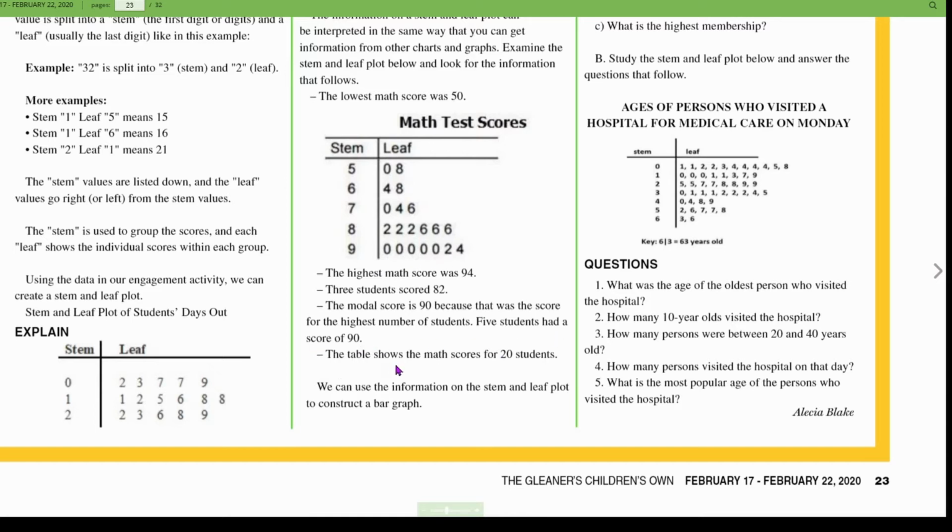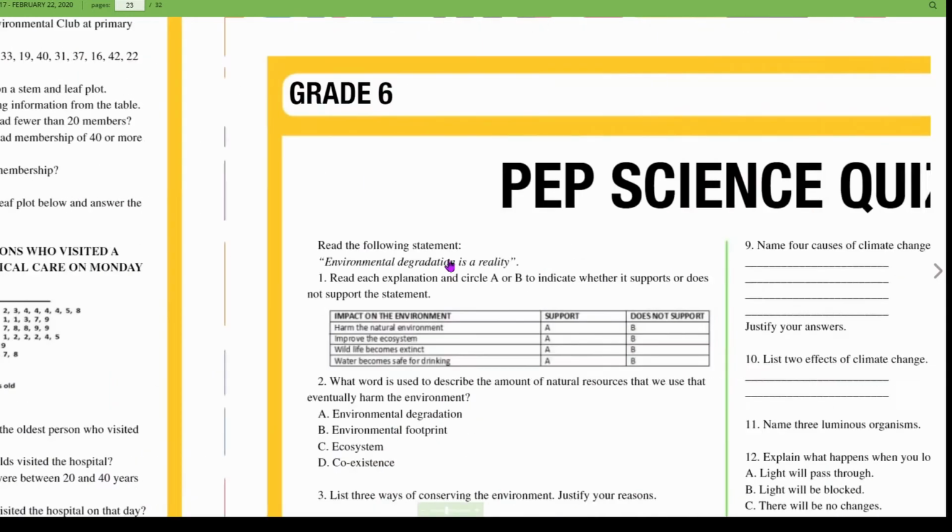The table shows math scores for 20 students. Let's see. 1, 2, 3, 4, 5, 6, 7, 8, 9, 10, 11, 12, 13, 14, 15, 16, 17, 18, 19, and 20. So 20 students are represented by the stem and leaf here. We can use the information on the stem and leaf plot to construct a bar chart.